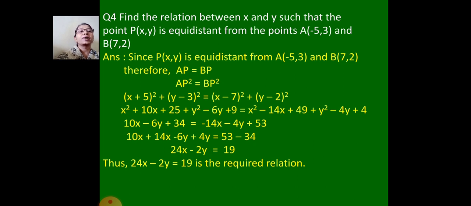Now you expand all the brackets by using the identity either (a plus b) the whole square or (a minus b) the whole square according to their sign. So let us expand the first bracket. So you will get x square plus 10x plus 25 plus y square minus 6y plus 9 is equal to x square minus 14x plus 49 plus y square minus 4y plus 4.